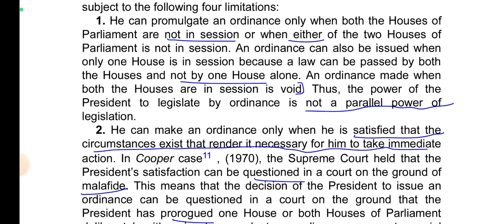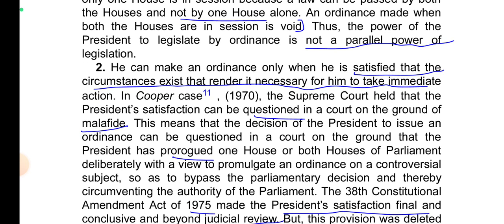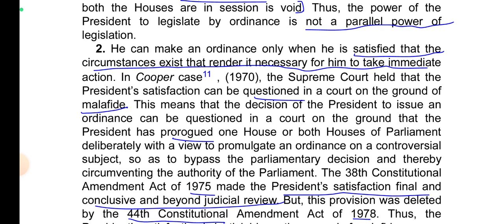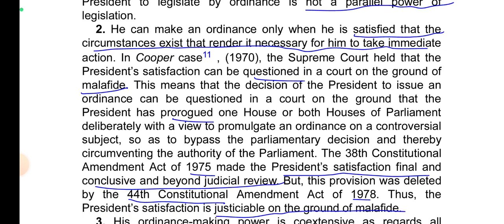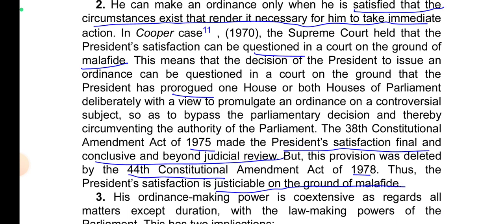Thus, the power of the President to legislate by ordinance is not a parallel power of legislation. He can make an ordinance only when he is satisfied that the circumstances exist that render it necessary for him to take immediate action. In Cooper case 1970, the Supreme Court held that the President's satisfaction can be questioned in a court on the ground of mala fide.